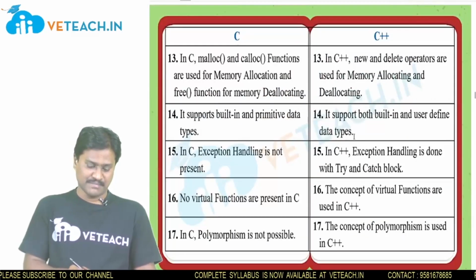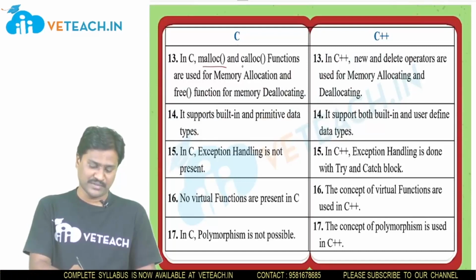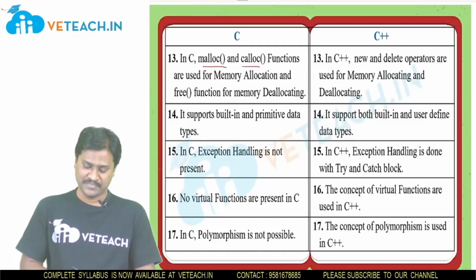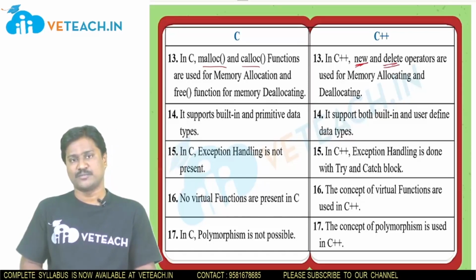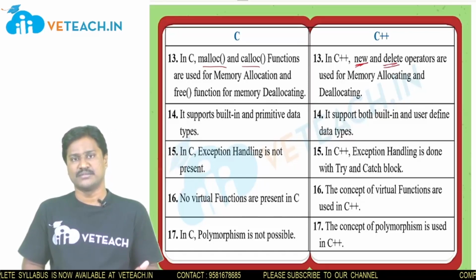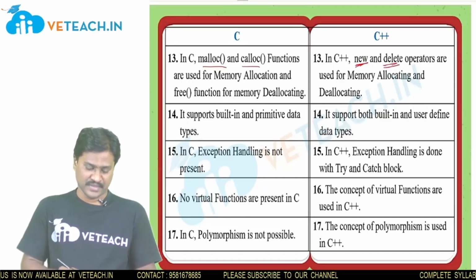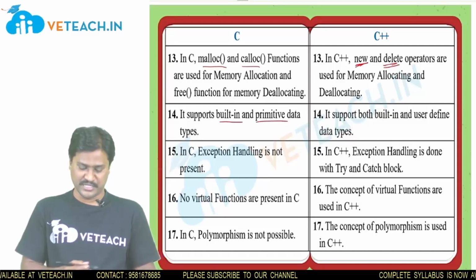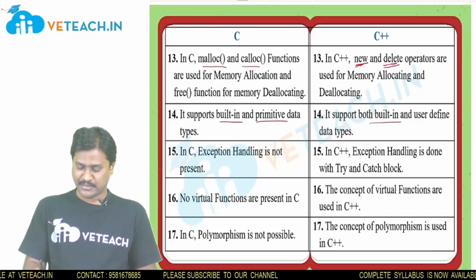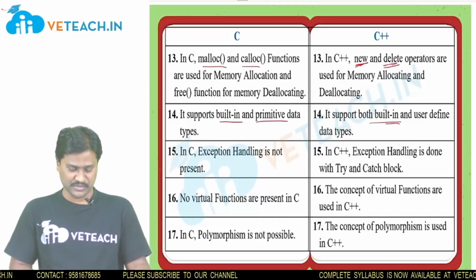From a memory allocation and deallocation point of view, in C we have functions like malloc and calloc, whereas in C++ the new and delete operators are used, new for allocating memory and the delete keyword to deallocate the memory. Only built-in and primitive data types are supported in C, whereas C++ supports both built-in and user-defined data types.